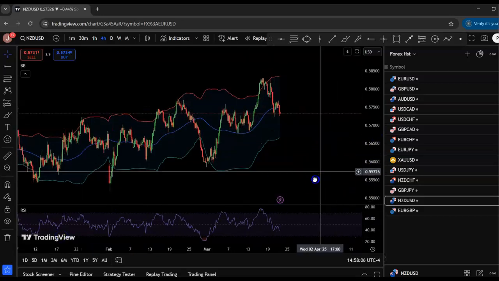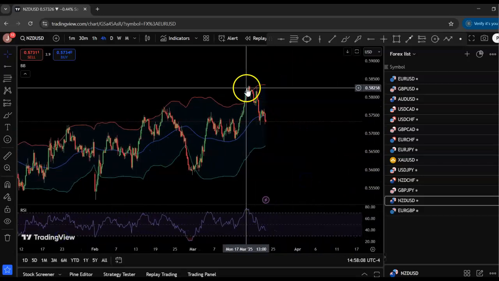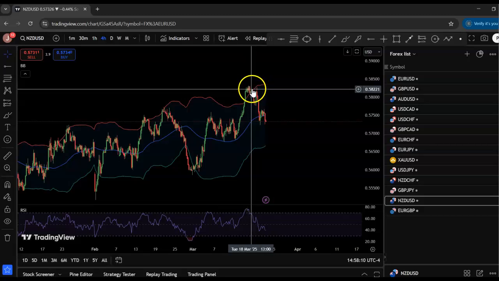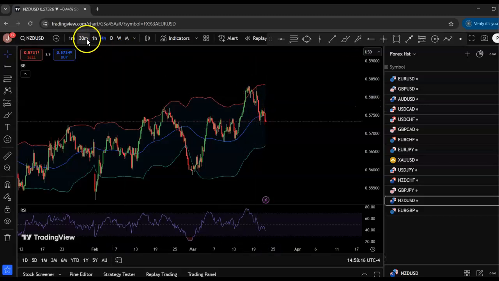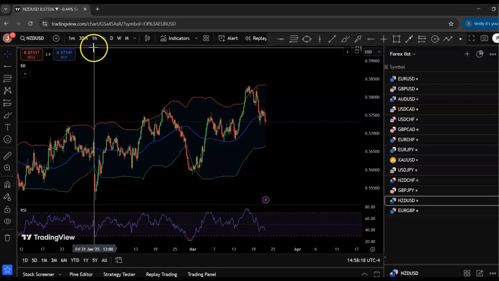Okay, so this was a good entry point right there. This is a real good entry point. Let's look at this at, for example, 30-minute. See how it looks.